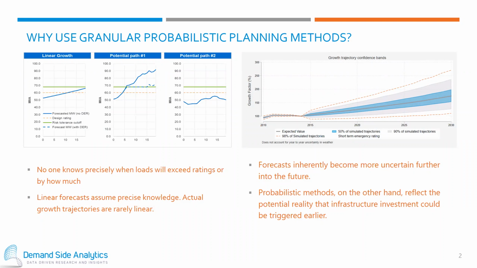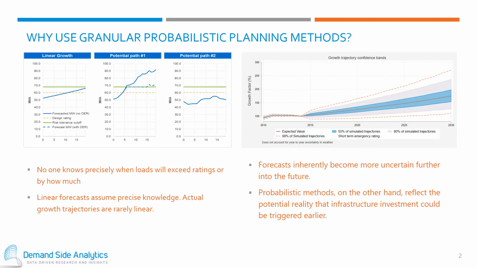A linear forecast essentially assumes that you have precise knowledge. You know when you'll need to build something, and you know what the load growth will be going out. Now, in practice, no one knows precisely when loads will exceed ratings or by how much, or when that infrastructure investment will be triggered, which is why most planning departments actually reprioritize their list of projects annually, to be able to identify and adjust for errors in the forecasting.